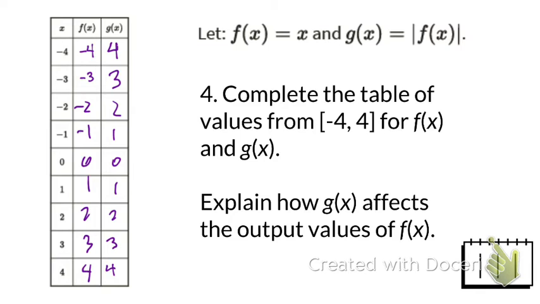So where it's asking, explain how g of x affects the output values. What is g of x doing to all of the f of x values? Ben? Making it positive. That's it. So in the space there with number 4, I'd just like for you to jot down that it is turning all of those outputs positive.